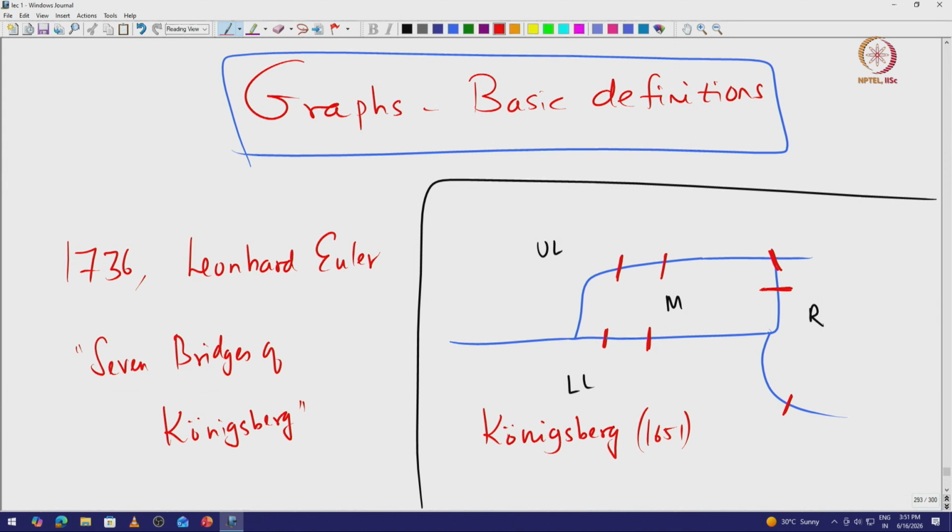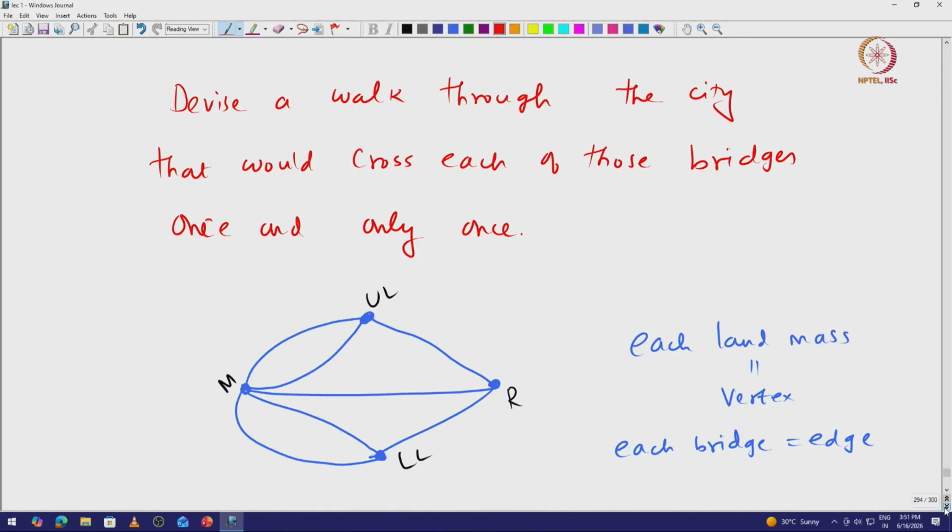Now the seven bridges of Konigsberg problem asks the following question. Look at these seven bridges in this map. Can we devise a walk through the city that would cross each of those seven bridges once and only once? So, this is the question that was asked.